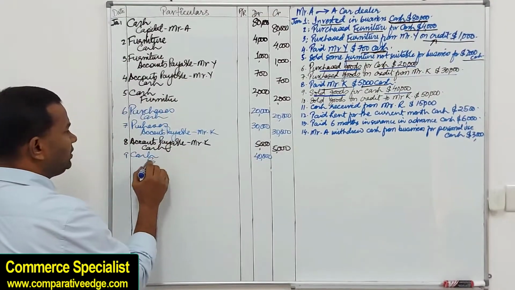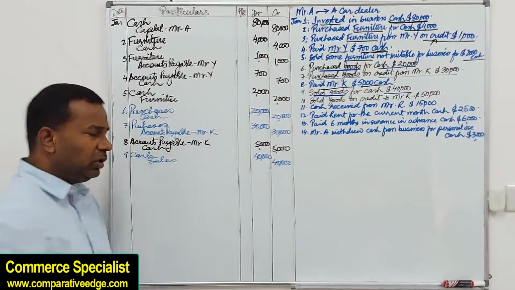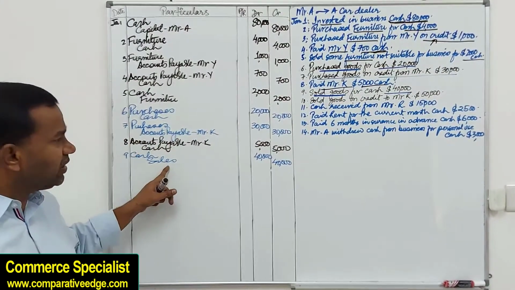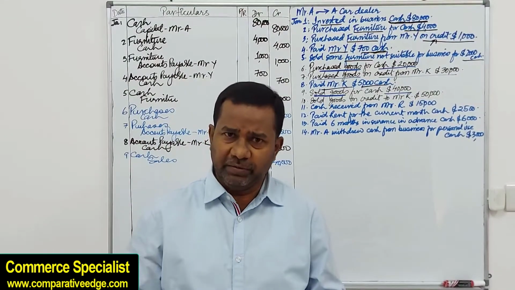And I'm going to credit sales with 40,000. So cash debit, increase in an asset, sales credit, increase in income. You can call it increase in income or revenue, it's the same thing.